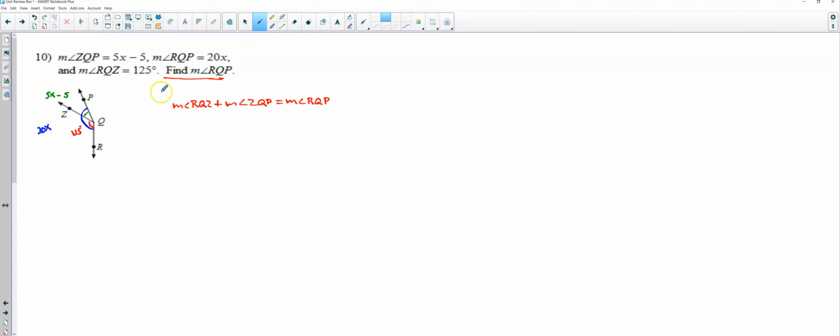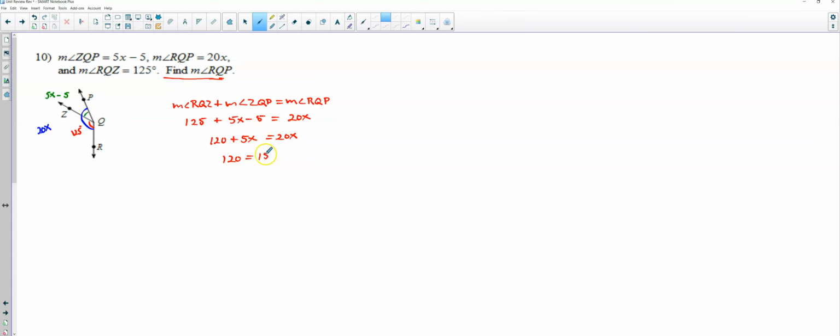Once I have that, I just substitute. ZQP is 5x minus 5. RQZ, I'm looking for that. That's 125. So that's 125 plus ZQP is 5x minus 5 equals RQP, which is 20x. Okay, now I start solving. What is 125 minus 5? Well, that's 120 plus 5x equals 20x. Now I'm going to take this 5x, move it to the other side. Remember, I have to change the sign. So 120 is equal to 20x minus 5x.